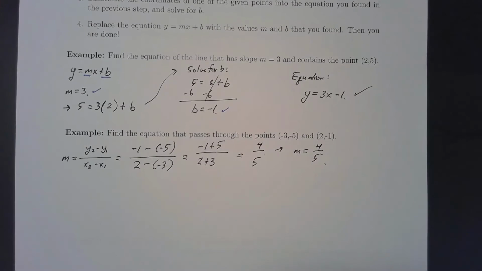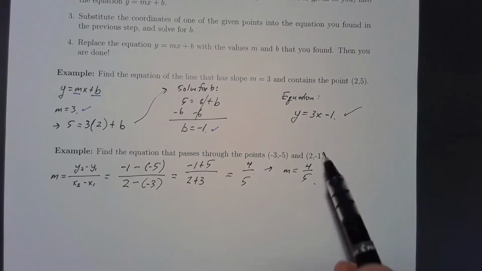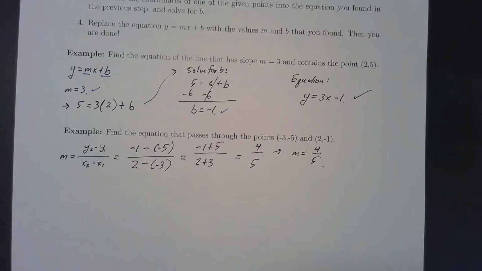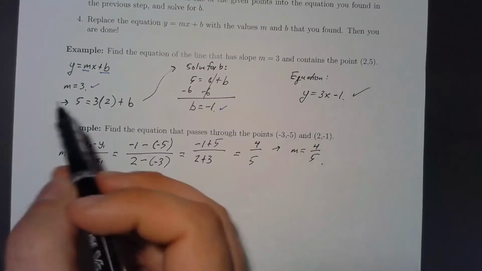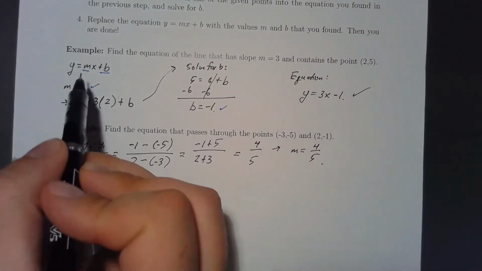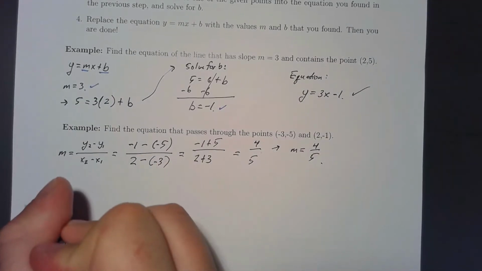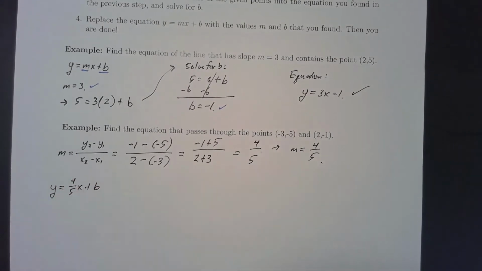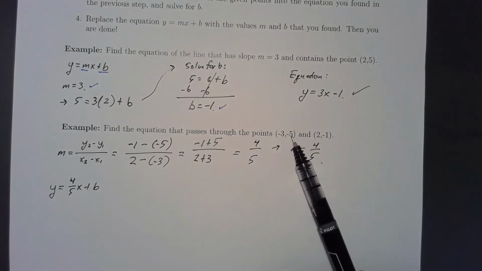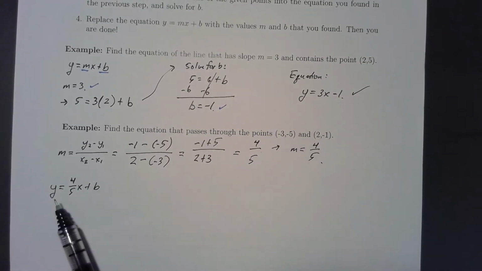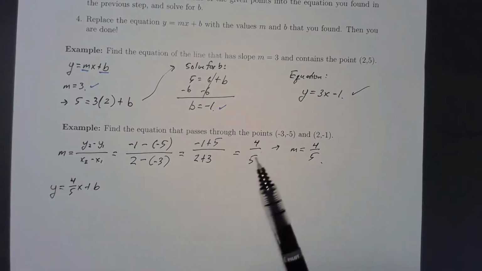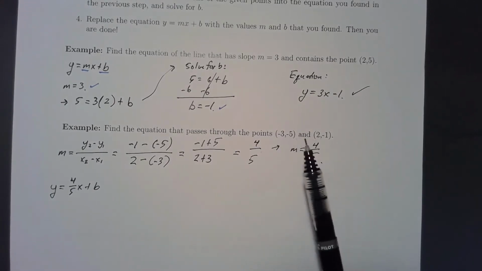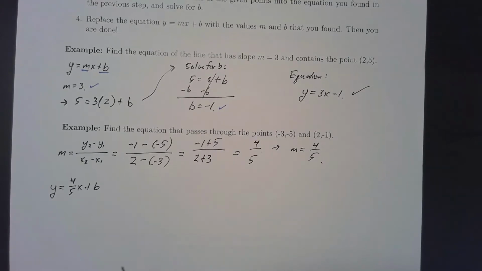Now, again, I found the slope. I just need to find the y-intercept. Just like we did here, you're going to take the slope and plug it into this equation. That's what I have now. To find b, I have to use either this ordered pair or this ordered pair and plug it in for x and y. It doesn't matter which one I pick, because both of these ordered pairs are on the line that I'm looking for.